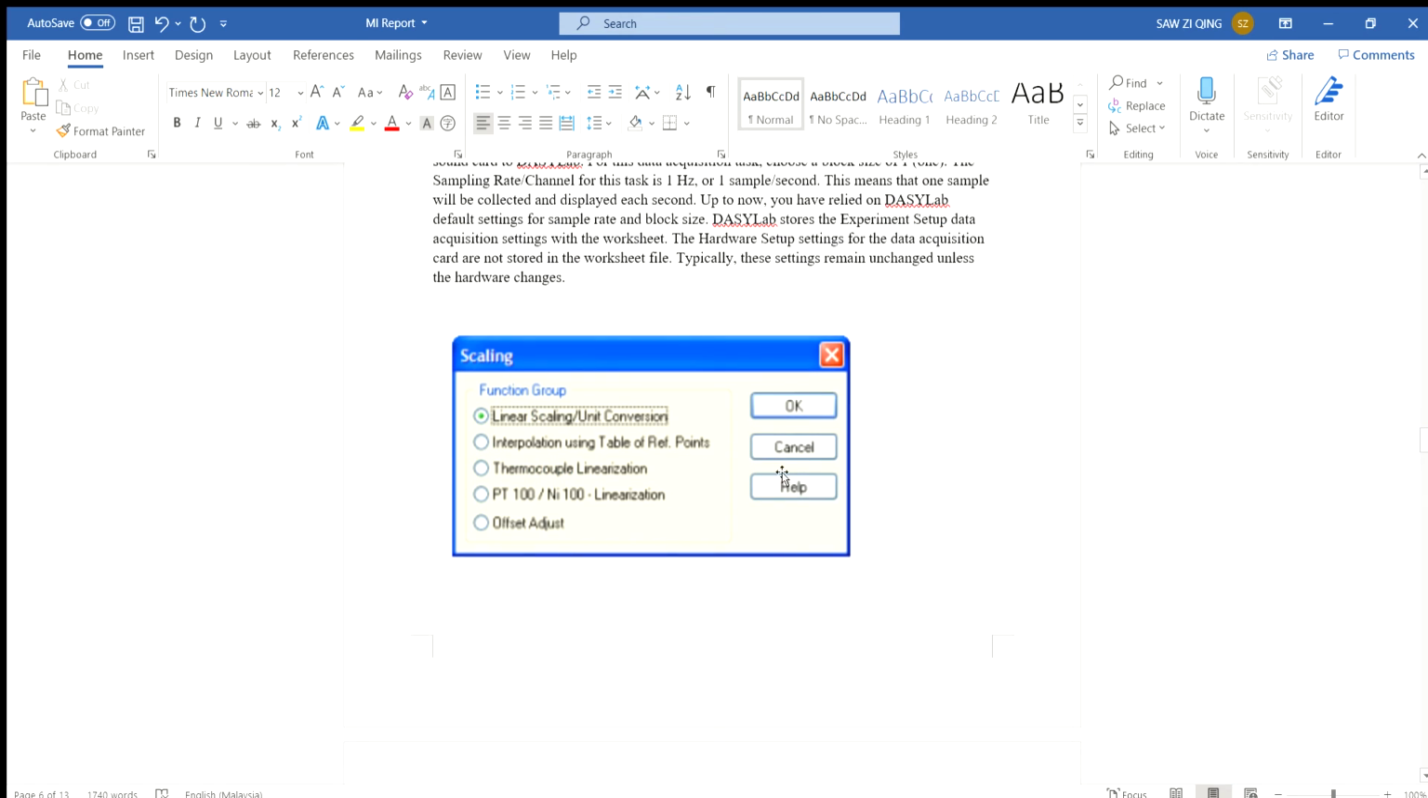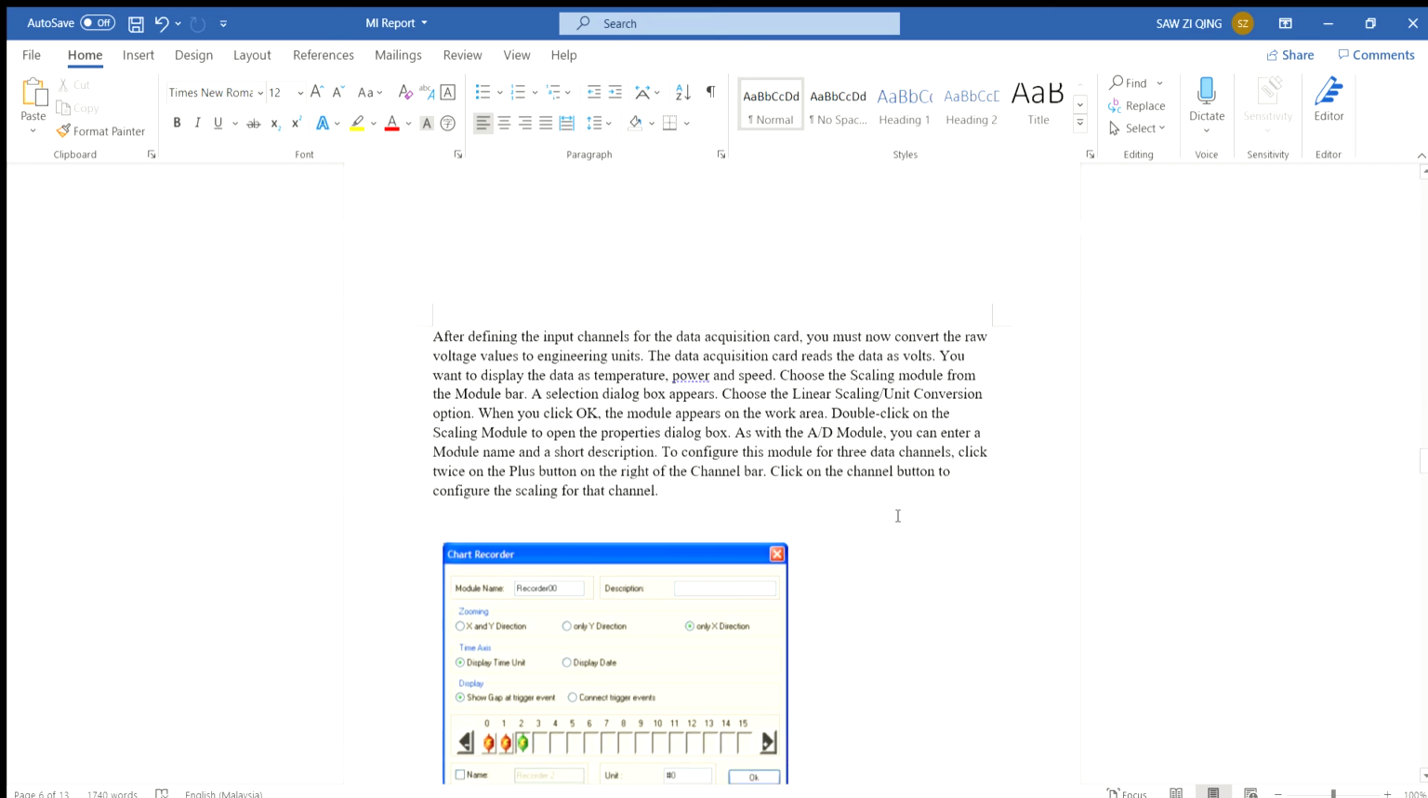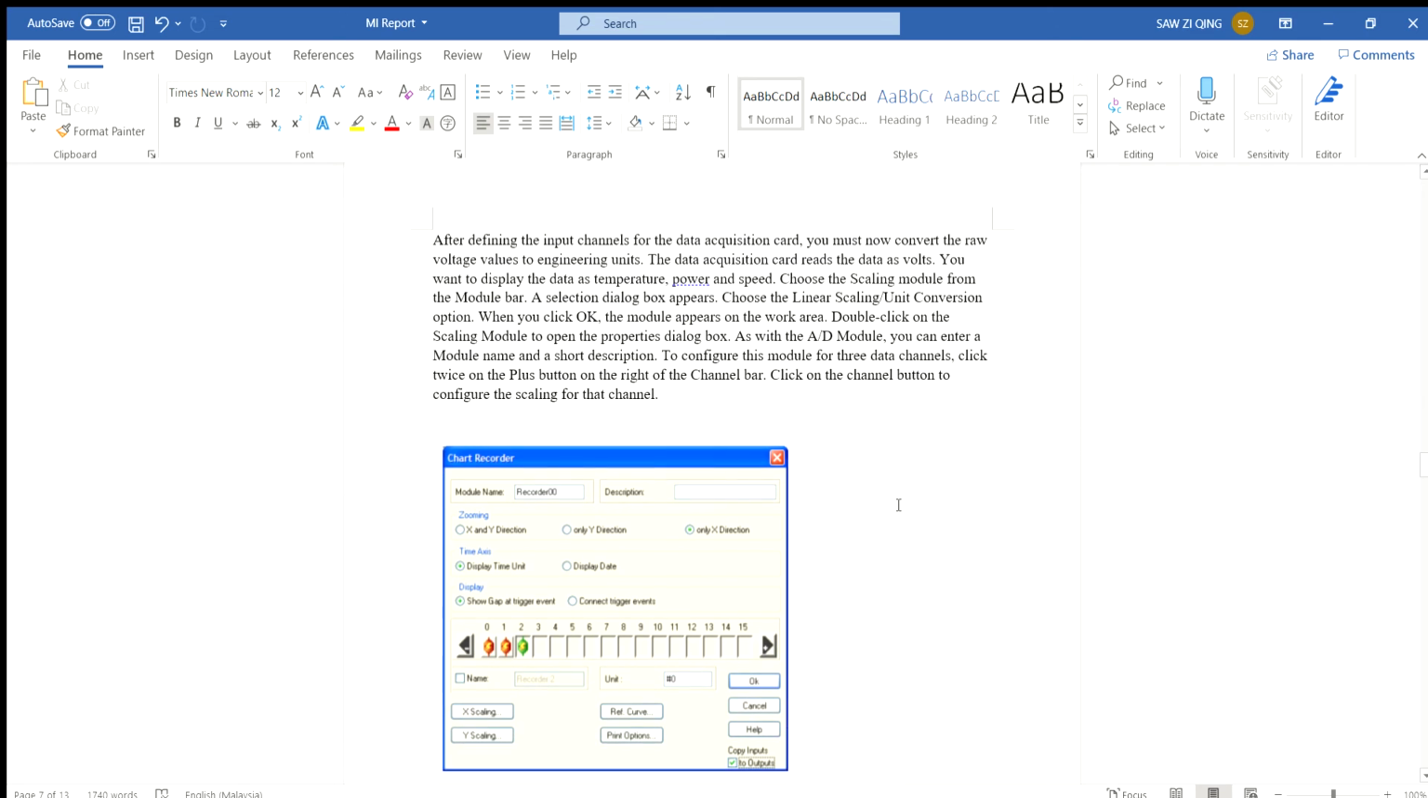And then we move to scaling. We can choose linear scaling or interpolation using a table of reference points, thermocouple linearization, Pt100 or Ni100 linearization, or offset adjust. After defining the input channel for the data acquisition, you must now convert the raw voltage to engineering units. The data acquisition card reads the data as volts.